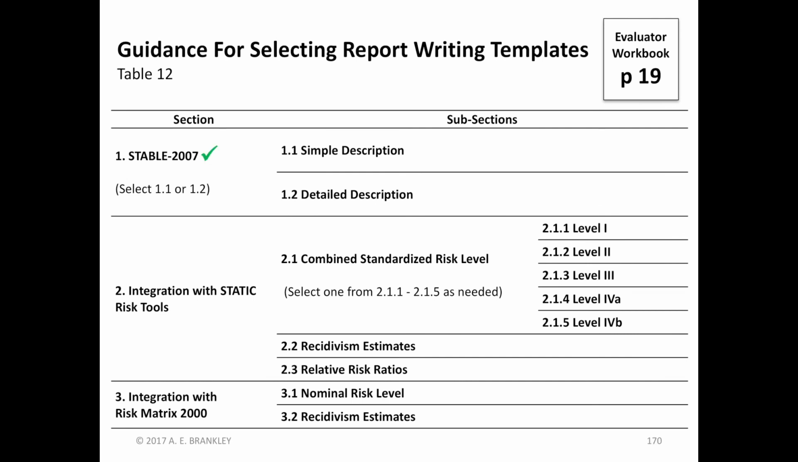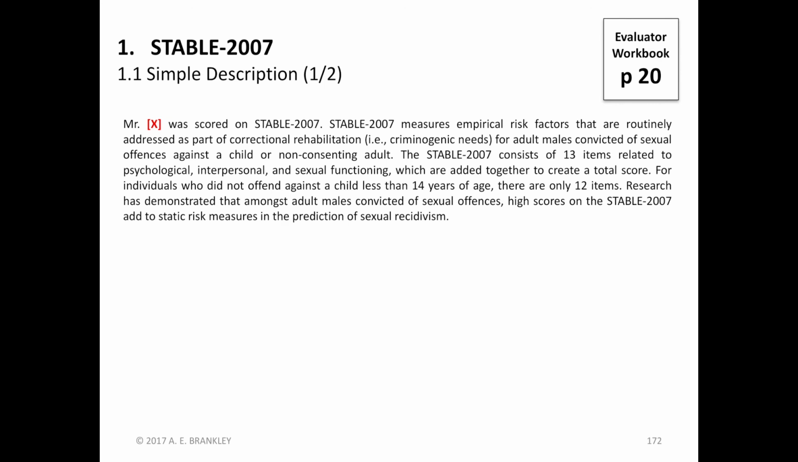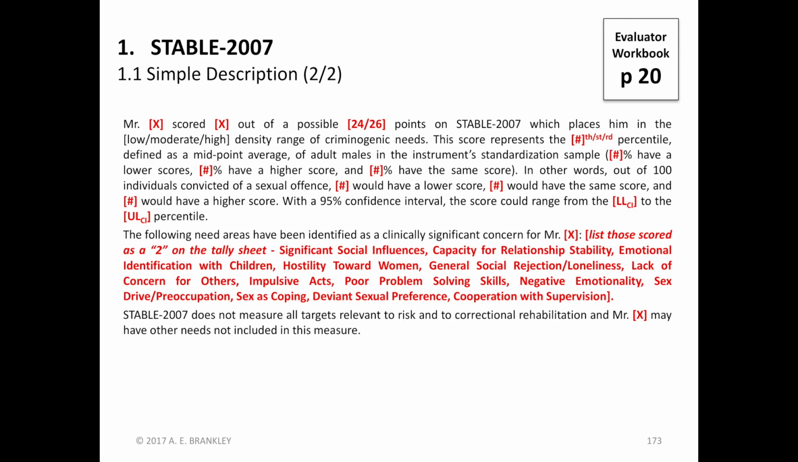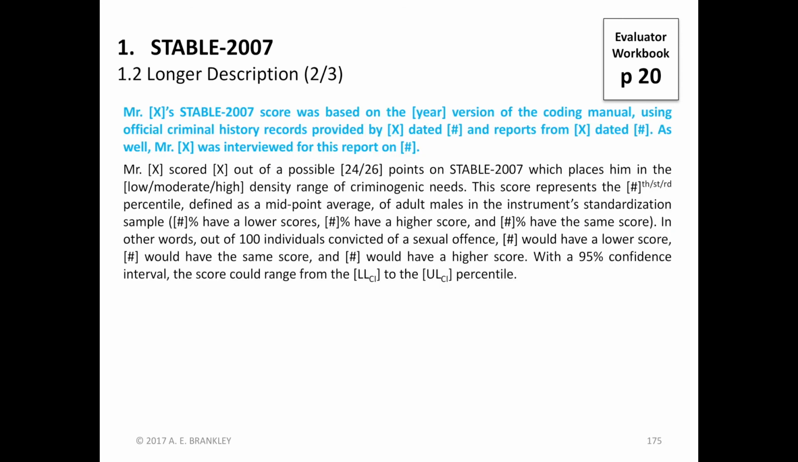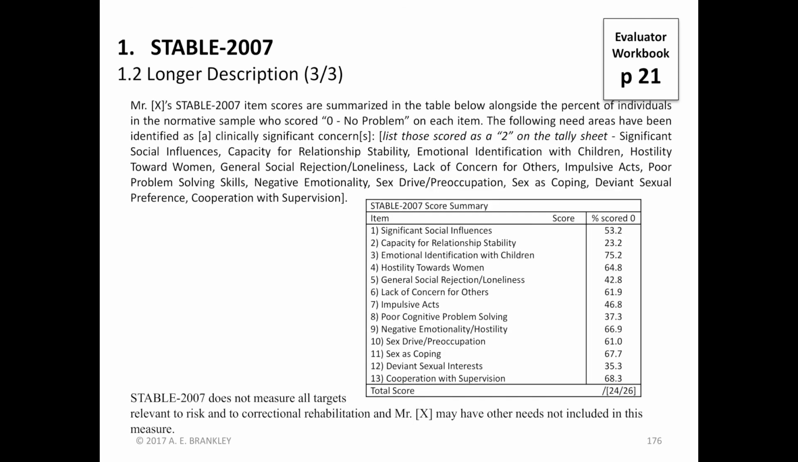Now let's say you're using Stable 2007, and you can report it in either a simple or detailed format. The simple description is brief and intended for an audience familiar with Stable or in a non-adversarial context. The longer, more detailed description provides more background data on the tool, what information was used to form your ratings, and a table that allows you to compare the evaluee's score with the percent of sample scoring 0 on that item. This can be used to contextualize how abnormal their item level score is.